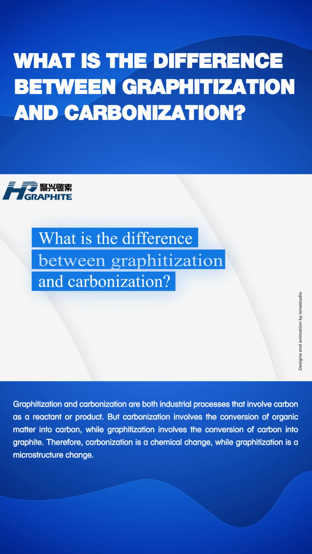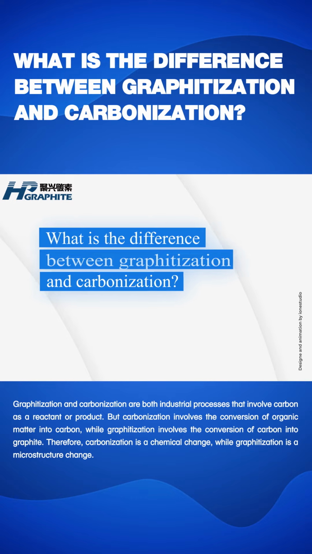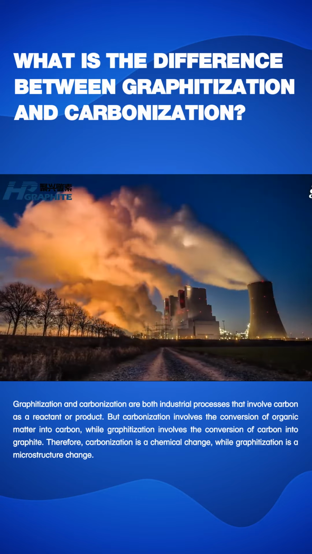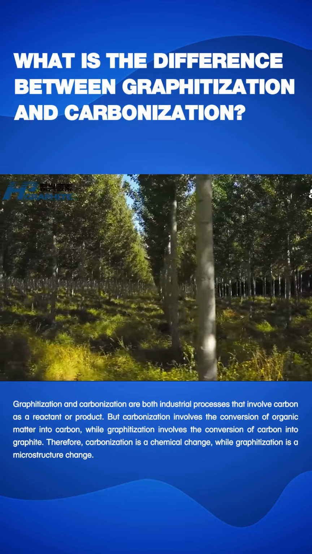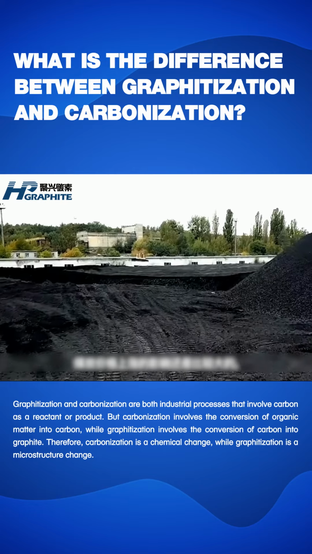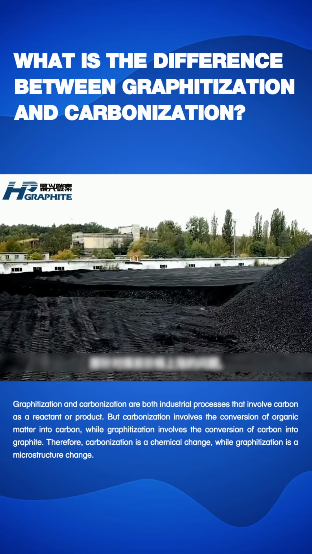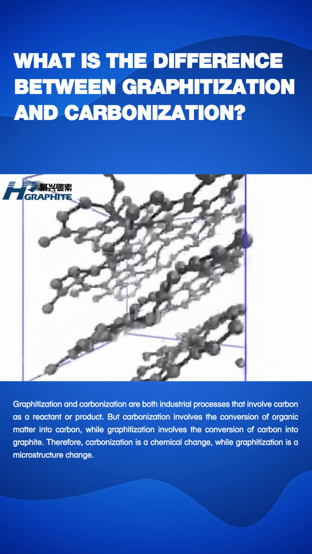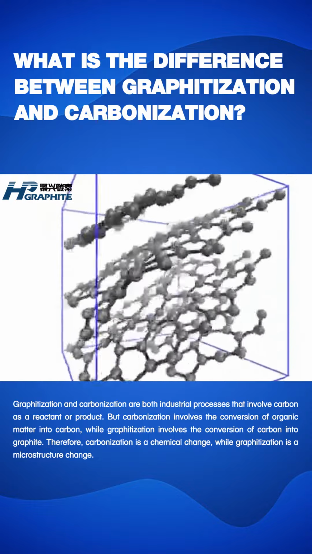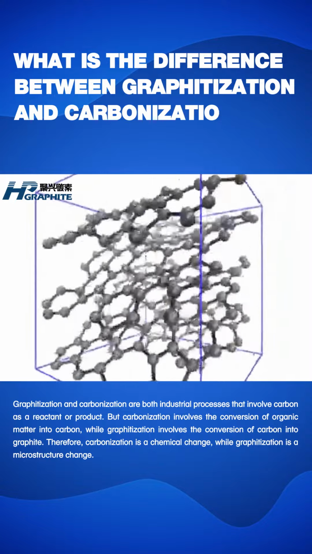What is the difference between graphitization and carbonization? Graphitization and carbonization are both industrial processes that involve carbon as a reactant or product. But carbonization involves the conversion of organic matter into carbon, while graphitization involves the conversion of carbon into graphite. Therefore, carbonization is a chemical change, while graphitization is a microstructure change.